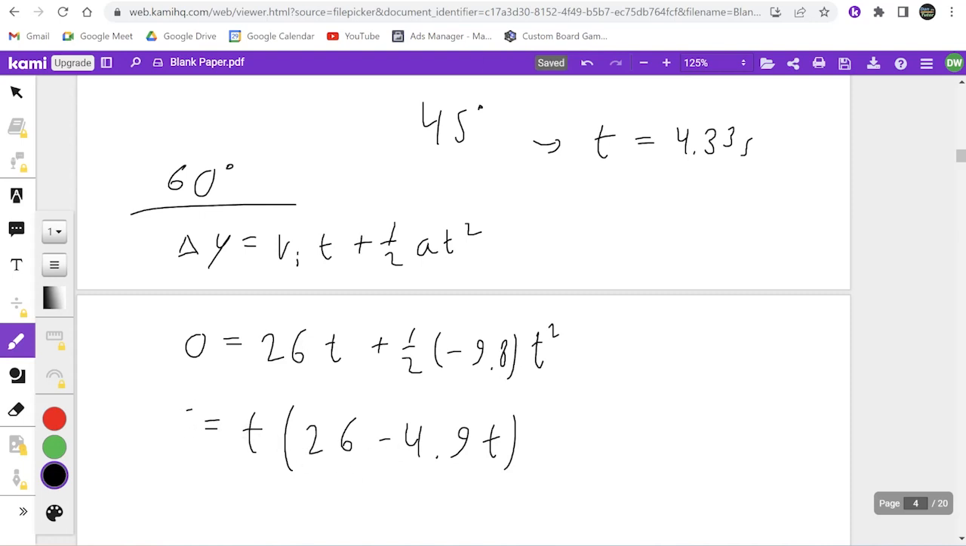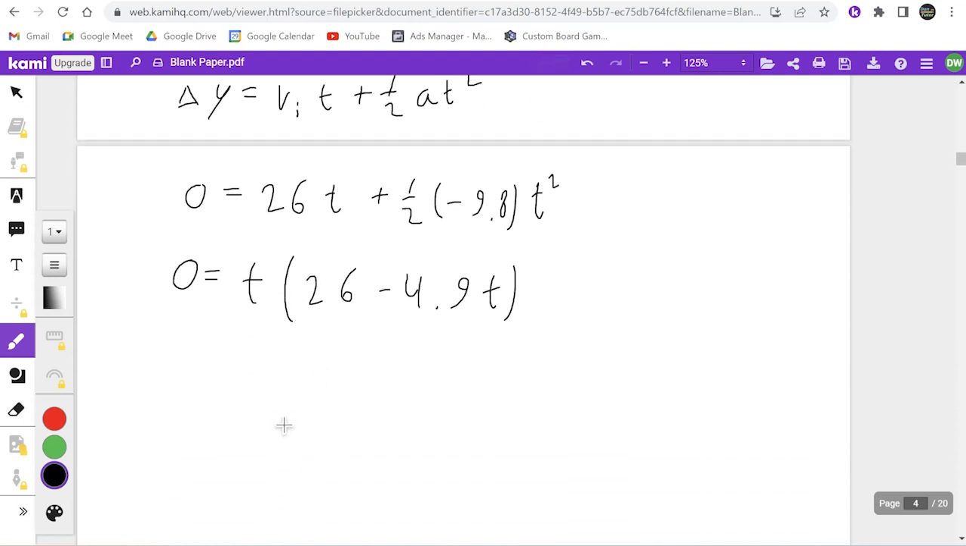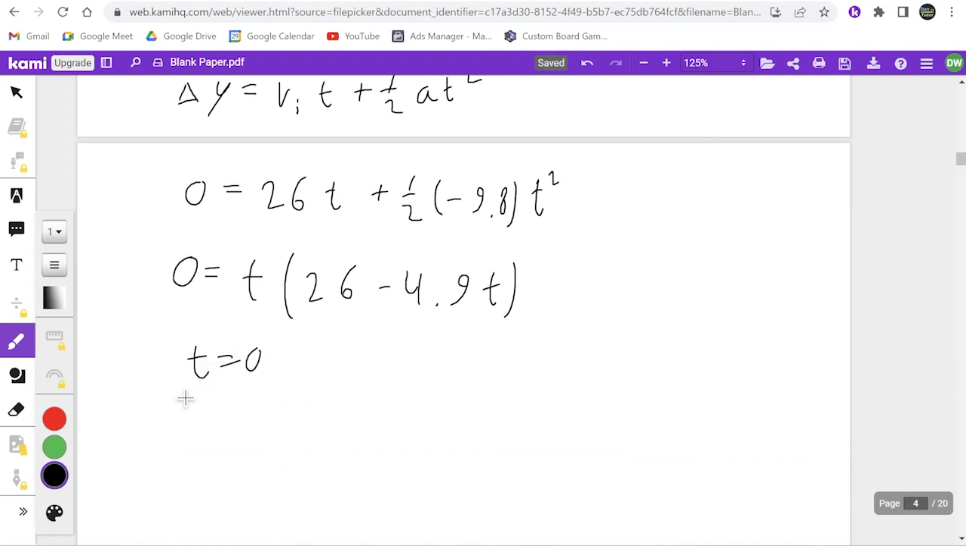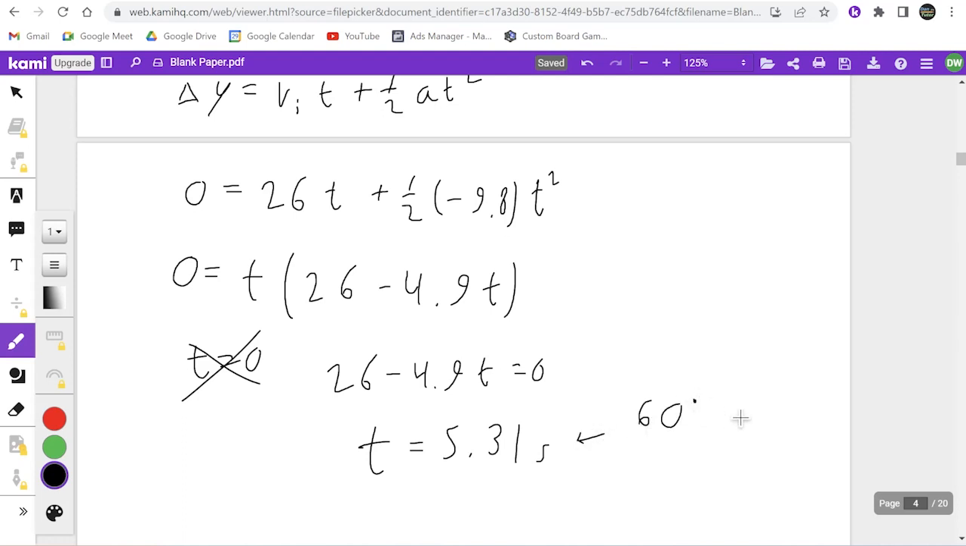Okay. Now, again, I'm setting this equal to 0. I get two solutions. The first one is t equals 0, which doesn't make any sense. So then 26 minus 4.9t equals 0. You do the same thing as before. I'm not going to bother. You get a final answer of t equals 5.31 seconds. And again, that's for the 60 degree angle.